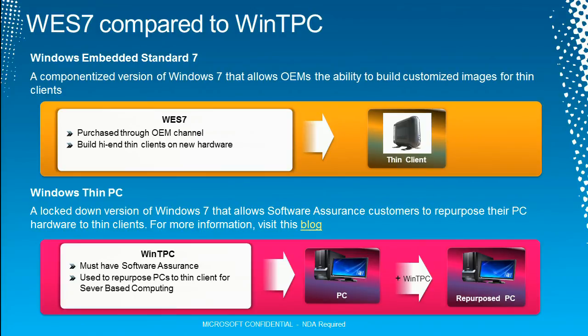So again, if you want to buy new hardware, you would look for a product from Wyse or HP or IGEL or a number of our partners that has Windows Embedded Standard 7. Windows Thin PC is a lockdown version of Windows 7. So you cannot go in as an enterprise and change things or remold it to your purposes. It's a lockdown version, and it's to, again, repurpose your current hardware. So you cannot go in and buy thin clients and then install Windows Thin PC. It doesn't really make sense anyway, but we've had the request. So you cannot do that.